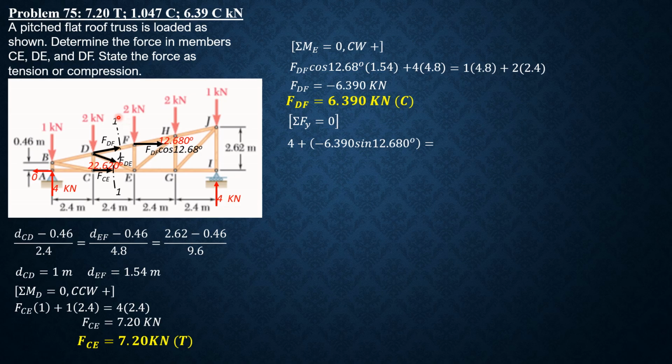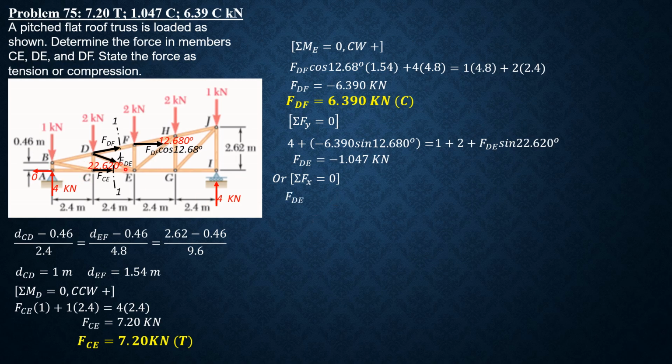So take note that we consider only forces to the left of section 1-1 equals 1 plus 2 plus the vertical component of FDE, which is going down, which is FDE sine of 22.62. So in this problem, only FDE is the unknown. So using the calculator, FDE is negative 1.047 kilonewtons. Then let's verify this value by using the other static equation, summation forces x equals 0.